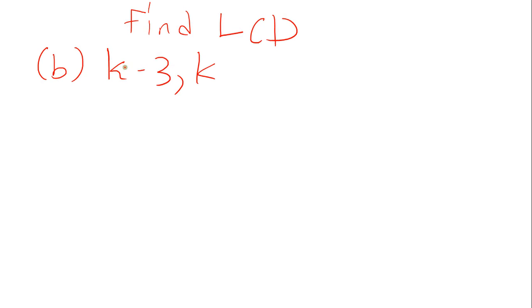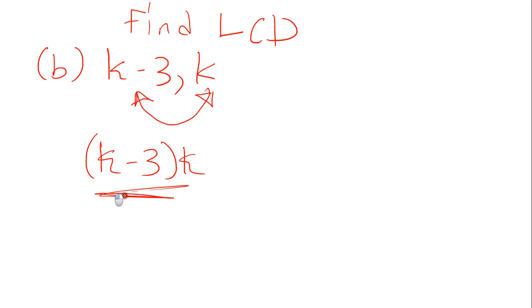Part B, they give us k minus 3 and k, and they want us to find the same thing, the least common denominator. So again, if I want something that has both of these in common, well, k is not a factor of k minus 3, and k minus 3 is not a factor of k. So the lowest common denominator here is going to basically be the product of the two. So we have k minus 3 times k. That's the lowest thing that has both of those in it.